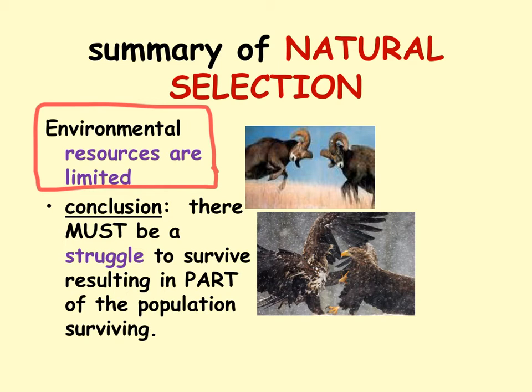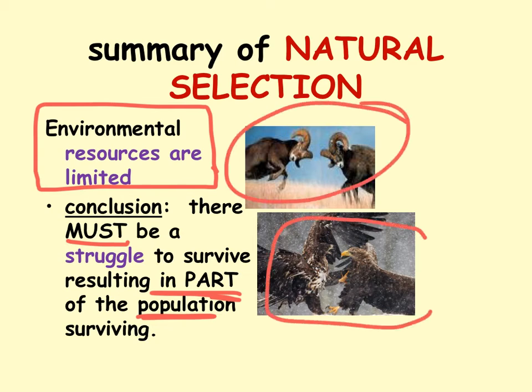It isn't unlimited. There's only room, or enough food, water, and mates, for only a partial percentage of the population. Therefore, there must be a struggle to survive within populations, which will result in only part of the population surviving. To put it really simply and bluntly, in each population, whether it's bighorn sheep or golden eagles or whatever it is in nature, there are winners and there are losers. The winners survive, the losers die off.